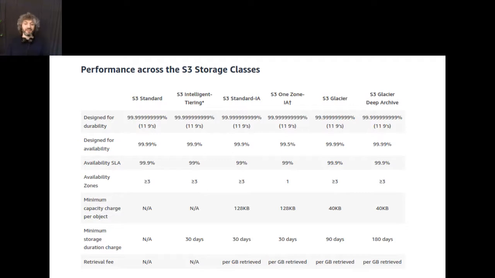So there's a minimum time the data is going to be charged regardless of what you do. If you put data in S3 Standard Infrequent Access and you delete it after 1 day, you still pay for 30 days of it. Same as well, you pay some retrieval fee for any gigabyte retrieved. So it really gives you a lot of flexibility, a lot of ways to save, but also a lot of complexity behind.